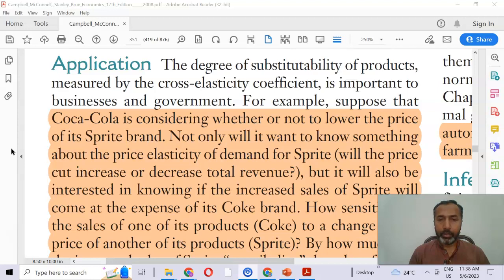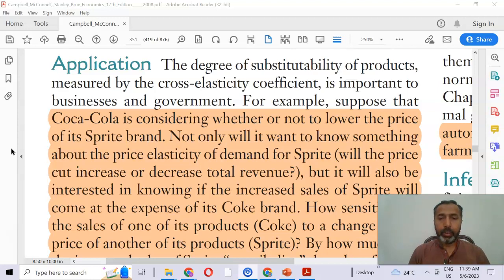Now, if Coca-Cola decreases the price of Sprite, obviously the demand for Sprite will increase and the demand for Coke will decrease. So it is very important for them to measure the cross elasticity coefficient of Sprite. If they decrease the price of Sprite to increase its sales, but this decrease in price of Sprite decreases the demand for Coke as well, then in the end they will not get any benefit. So when any company decides to decrease or increase the price of one brand, they have to look at how this will change the demand of their other products.